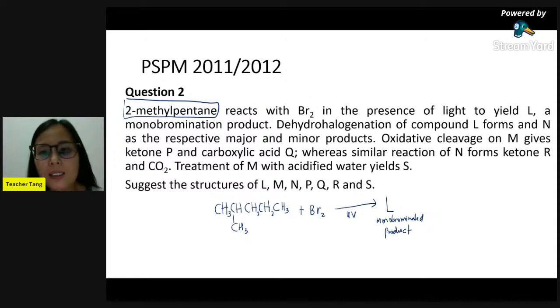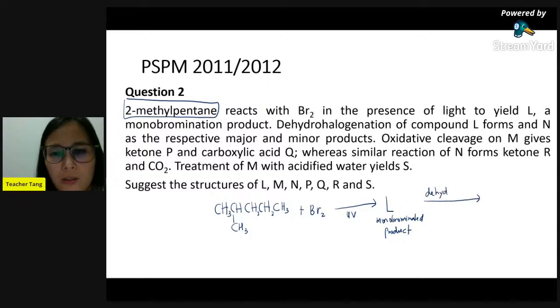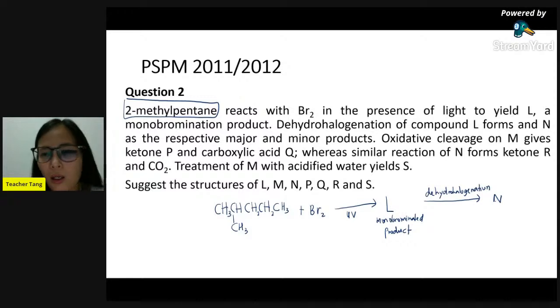And then the question says dehydrohalogenation of L, giving you N, as the respective major and minor products. Okay, so dehydrohalogenation of L forms M and N. Sorry, so M is missing.